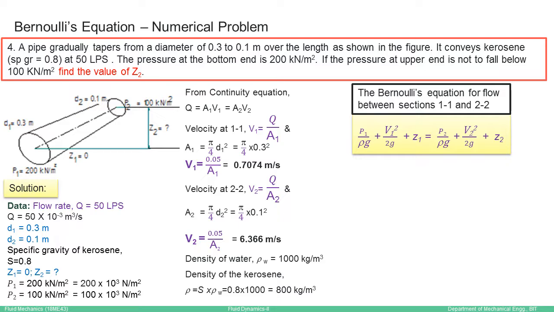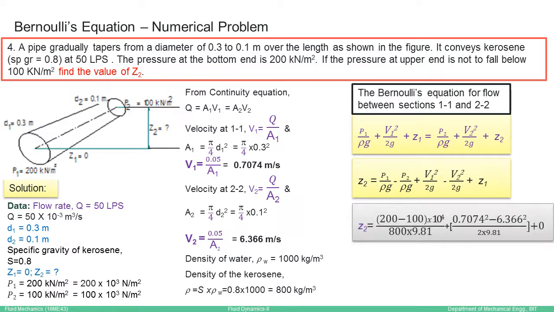Now using the Bernoulli's equation, wherein Z2 is the only unknown, the height of the section 2 from Z1, or from the reference line. The reference line is taken as the level of center of section 1. So everything else in the right hand side are known. So from that we can get the value of Z2 as 6.38 meters. That's the answer expected.